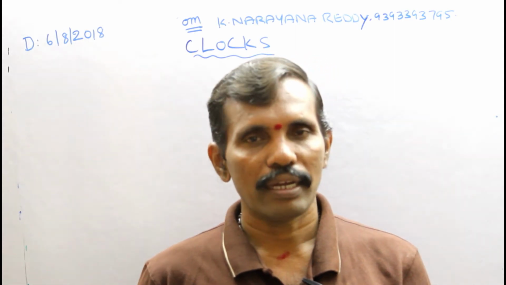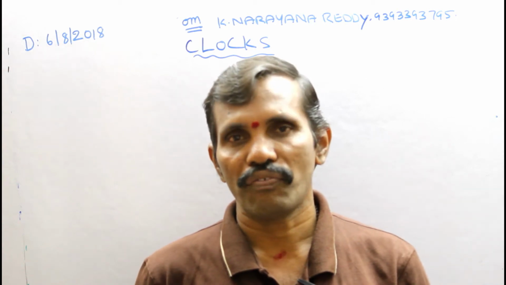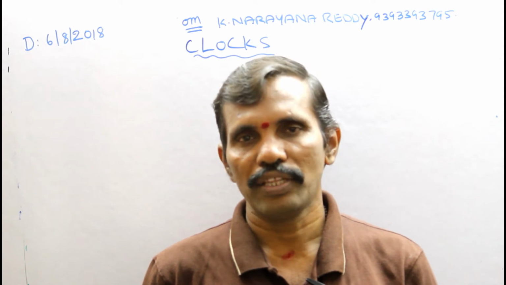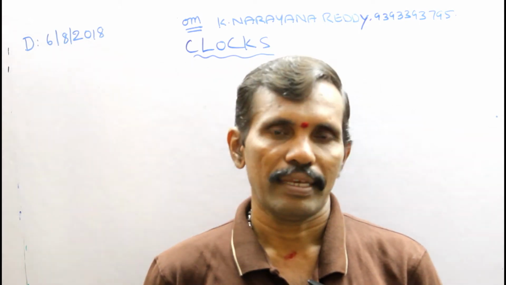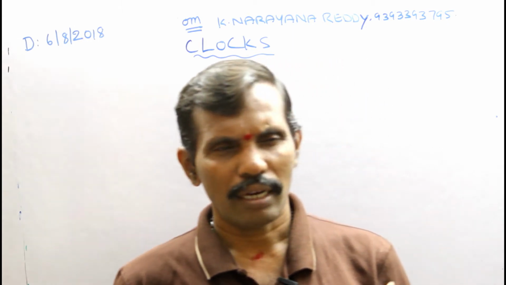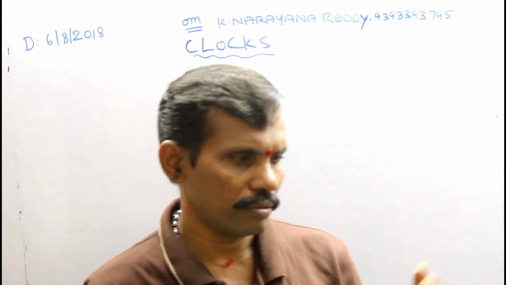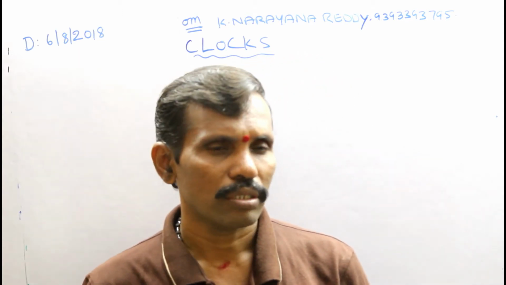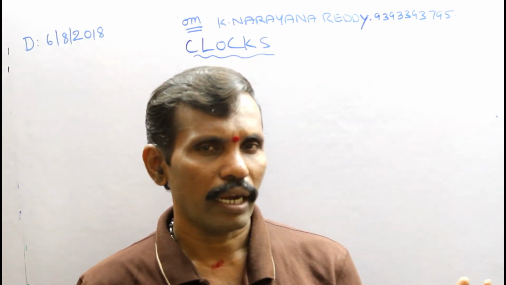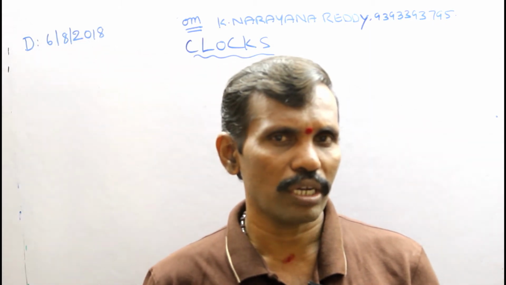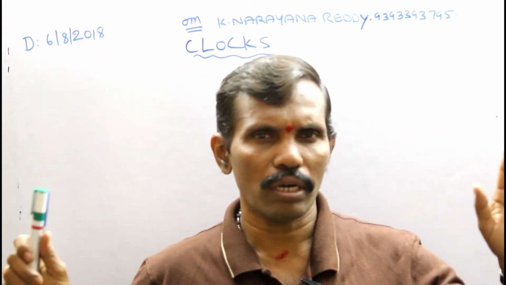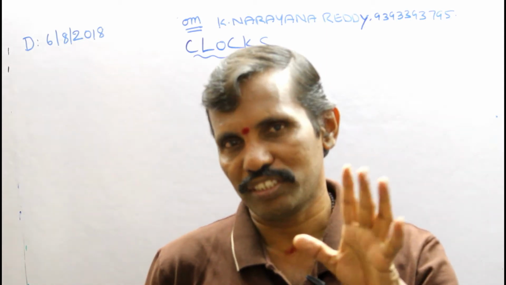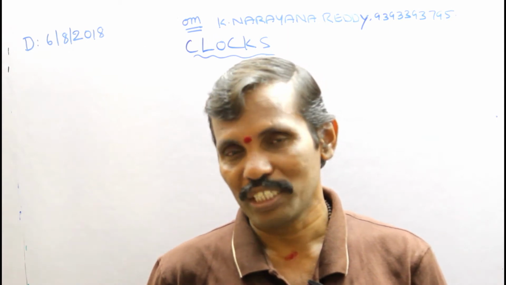A clock is nothing but a dial or a face which is in the form of a circle. But other clocks are also there, like digital clock, stopwatch, analog, so many. We don't want those now. We want only the analog watch. What is meant by analog watch?